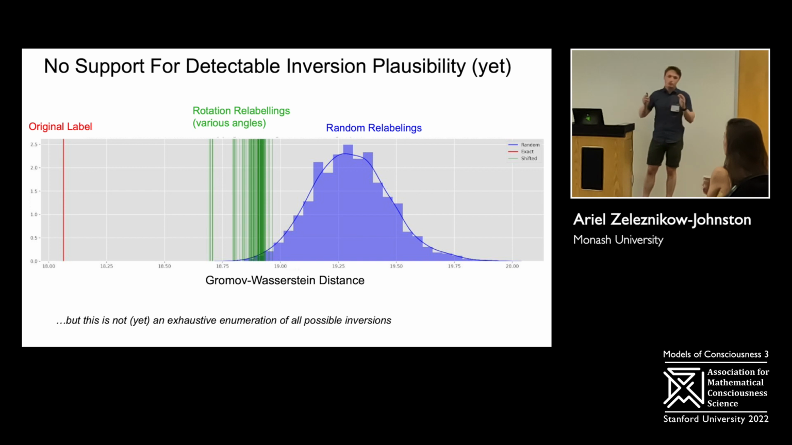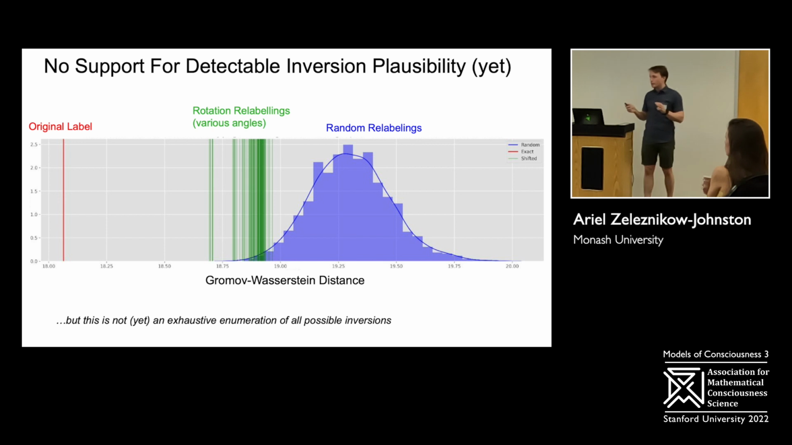And what we found with what we've done so far is we haven't found any evidence that this works particularly well. So that's the Gromov-Wasserstein distance for trying to find the correspondence between group A and group B according to the original labeling scheme. That's the distances that you get when you try just random relabelings from group A to group B. And when we've tried various rotations so far, they've all been much higher in terms of their distance and their error than the original labeling.